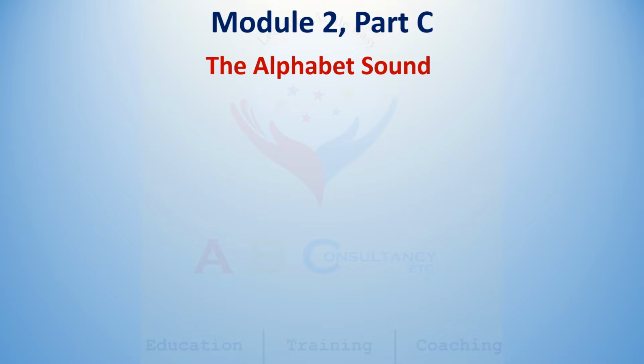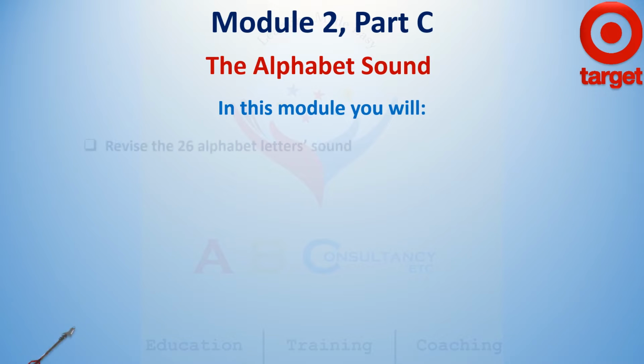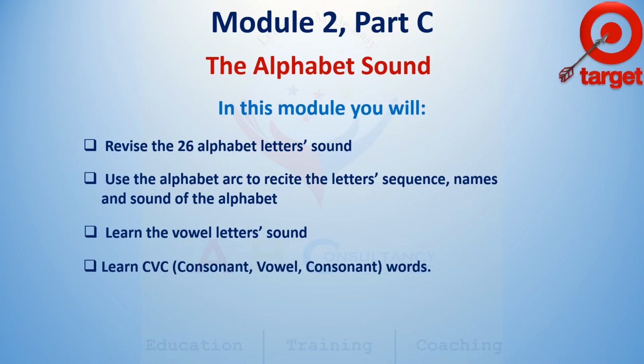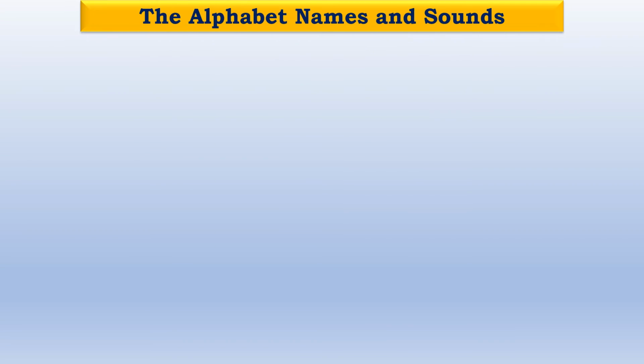The alphabet sounds. In this module, you will revise the 26 alphabet sounds. Use the alphabet arc to recite the letters sequence, names, and the sound of the alphabet. Learn the vowel letters sound. Learn CVC words such as cap, bed, pig, dog, bus.